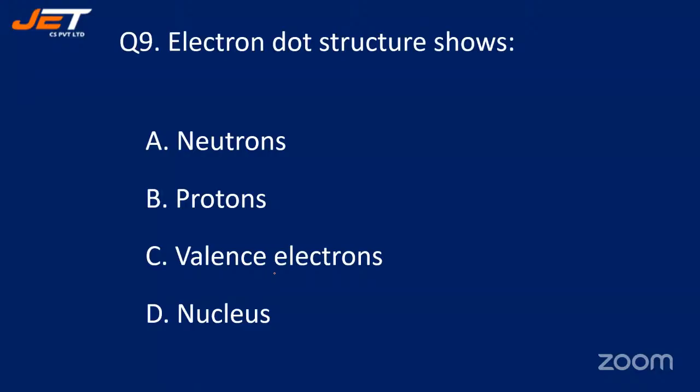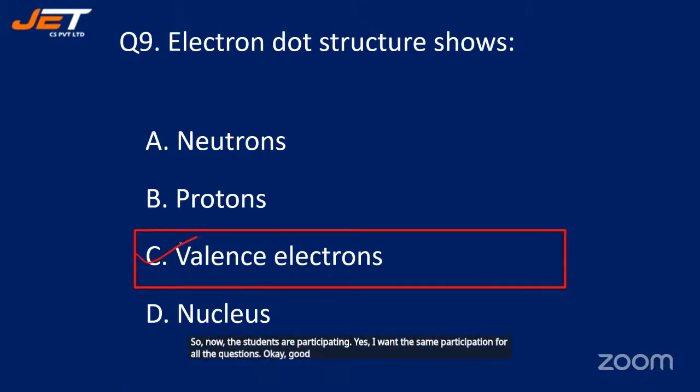Navtej has mentioned it as valence electrons. Ashwita, yes, she's on track now. She also has mentioned it as option C. Pranita, option C, good. Varshini, option C, very good. So now the students are participating. Yes, I want the same participation for all the questions. So the electron dot structure will always represent the valence electrons. It represents how many valence electrons are there. That is the purpose of the electron dot structure or Lewis diagram.